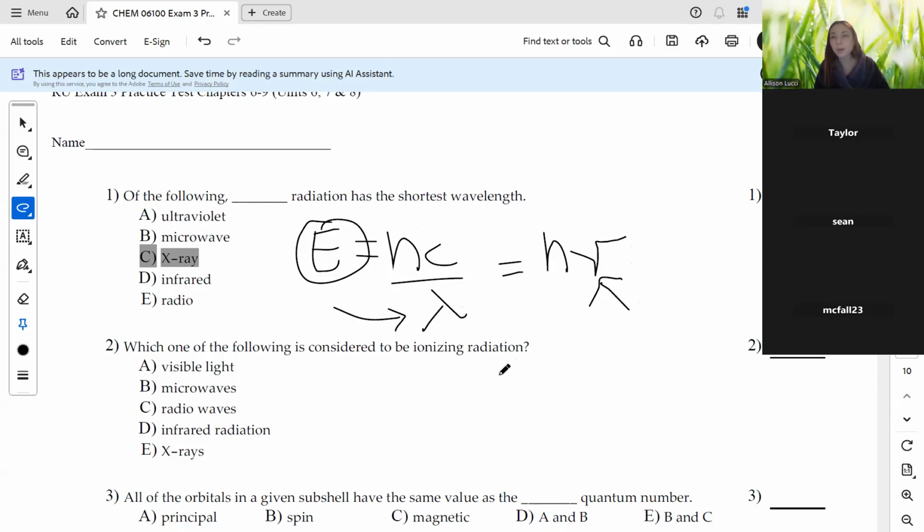So this next question kind of ties into that, the ionizing radiation. I mentioned, I think I mentioned this in class, but ultraviolet is right next to the visible spectrum.